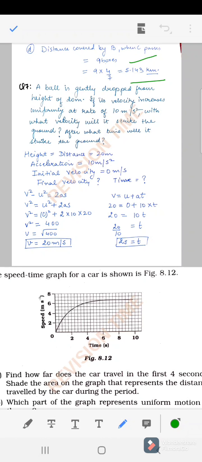So clearly we are given height here, which is nothing but the distance. Acceleration is given, initial velocity is given because it is dropped from height. Initially it was at rest. We have to find final velocity and time. So by simply applying these equations, we can find easily.